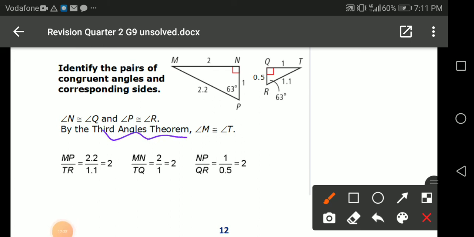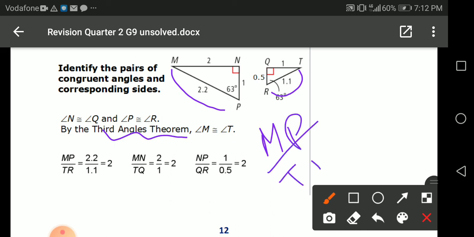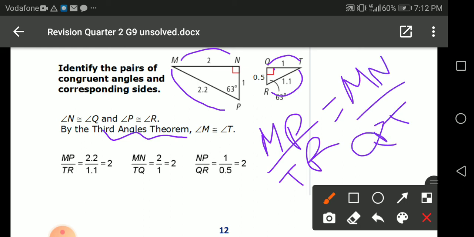Therefore we are going to have equal proportions. Why? Because we have MP over TR. It's the same as what? MN over QT, right? The same as NP over QR. They will give you the same proportion.